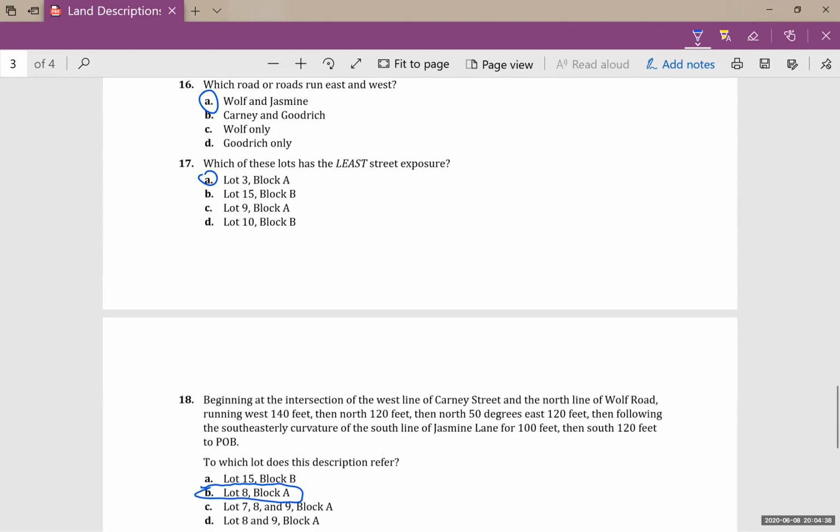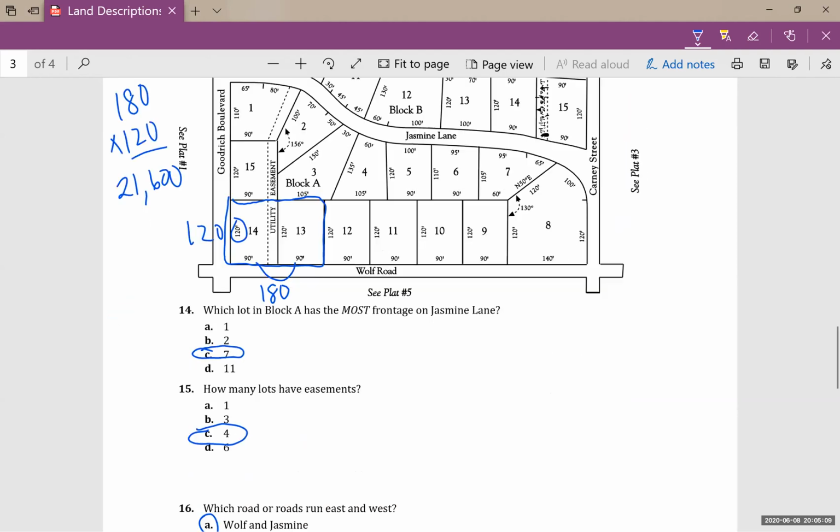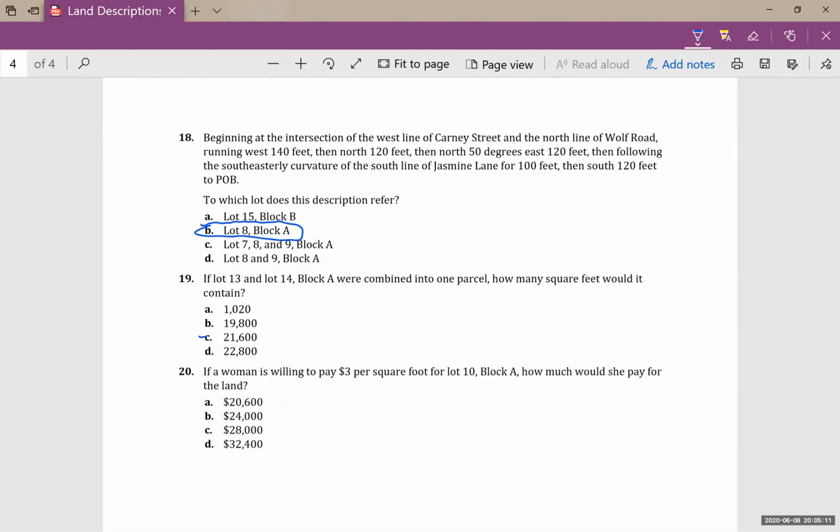So let's see, 13 and 14, block A. If you add those two together, that would be what, 180? Everybody follow me? And then times 120. See the 120 right there? 90 plus 90. So then it would be what? 180 times 120 equals what? 21,600. So that would be answer C as in Charlie.